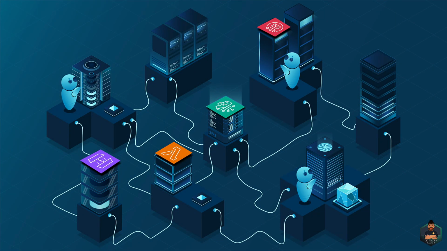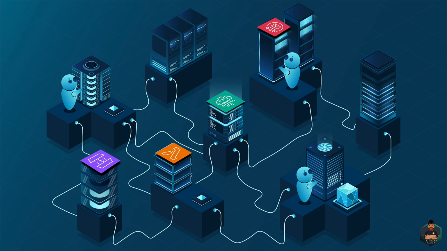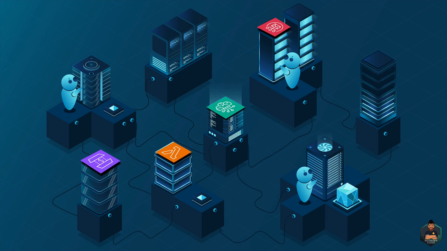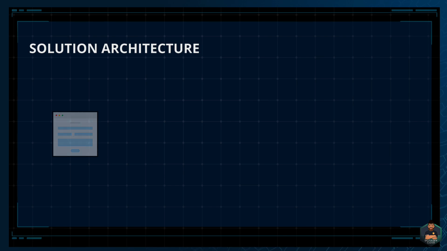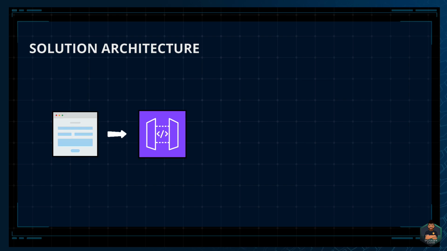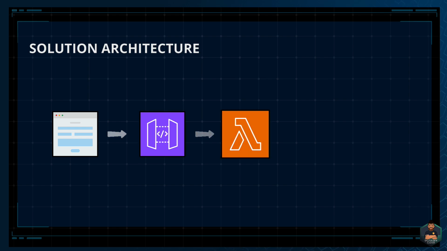Now that we've covered the challenge static websites face with dynamic operations, I'll explain the solution you'll build step by step, detailing each component and its role in addressing these challenges. The process starts with a static contact form on your website. When a visitor submits this form, it sends an HTTP POST request to Amazon API Gateway. API Gateway then receives this request and invokes your AWS Lambda function. This Lambda function is the core of your solution.